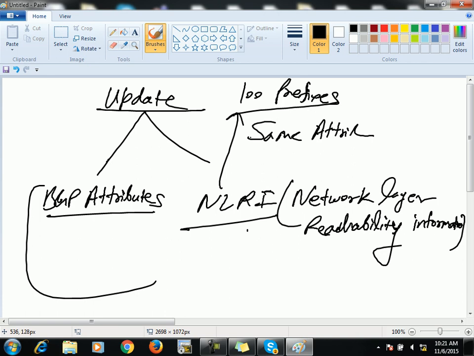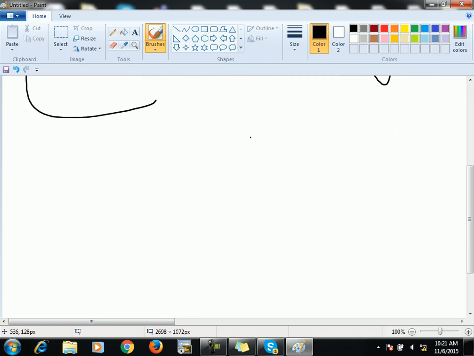Is there any problem? Sure. So I hope you have understood the concept behind BGP attributes and NLRI, and that is why BGP does not consume too much network bandwidth during updates. It is conserving network bandwidth by doing this. Any problem? Fine.